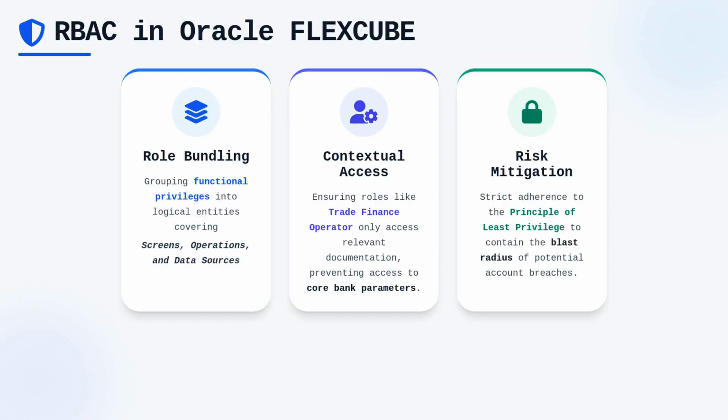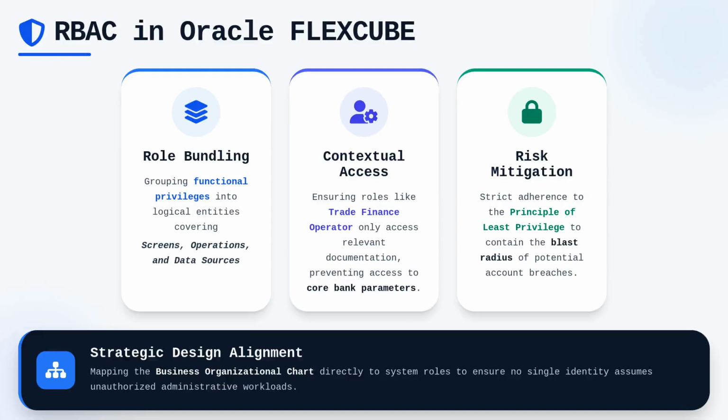This is a design pattern that favors the principle of least privilege, ensuring that even if a user account is compromised, the blast radius of that breach is contained by the limitations inherent to their specific assigned role. Effective design here requires us to look at the business organizational chart and map it directly to the system roles, ensuring that no single identity assumes an administrative workload that it shouldn't possess.